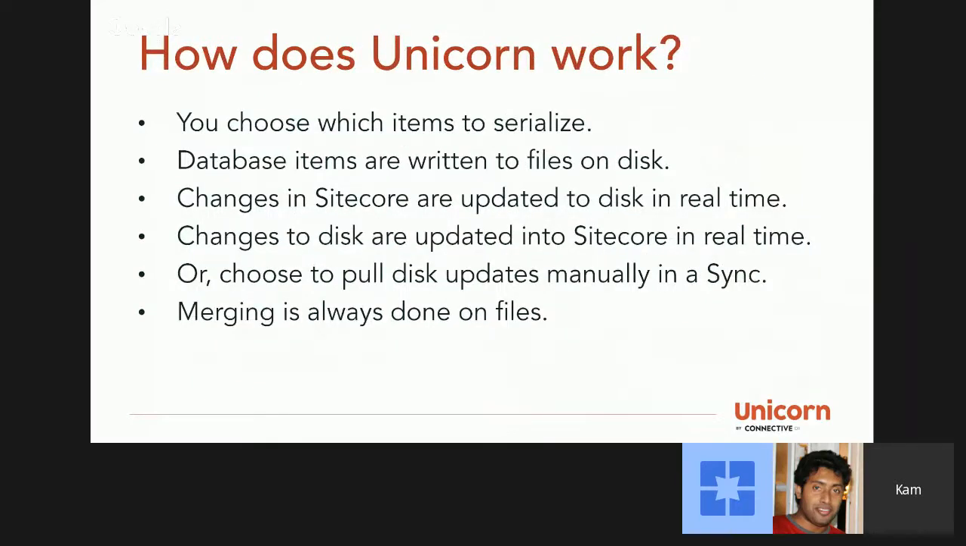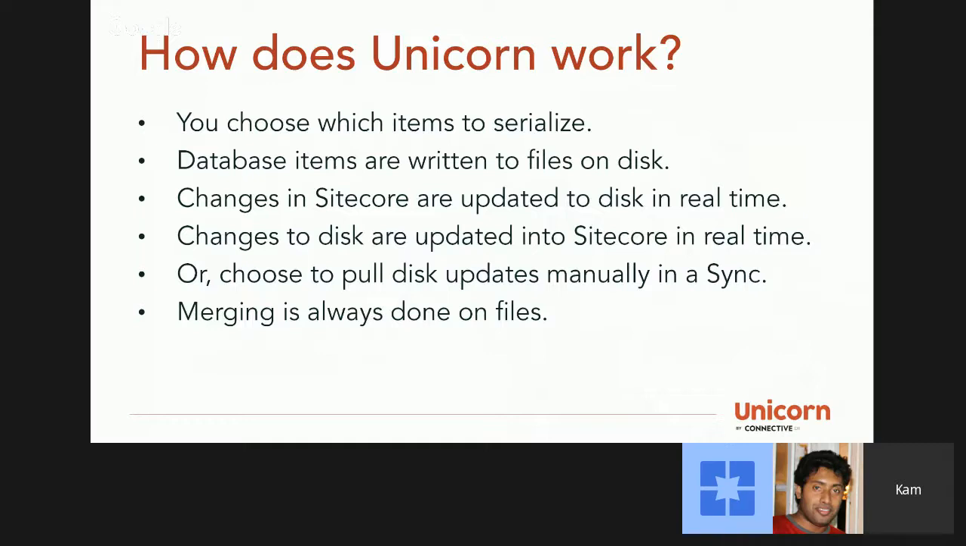So how does Unicorn work? There are a lot of other serialization tools out there. Unicorn is a little bit more prescriptive than other serialization tools, which means that it has its own idea of the way that serialization should work. If you're willing to do things its way and treat the files on disk as literally the master copy and the database as sort of the result of those files, the reward is that Unicorn can handle the vast majority of item merging.